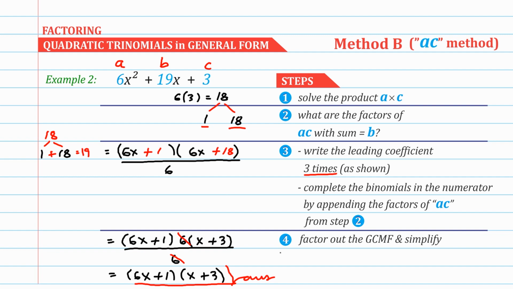Of course, you can check by using the FOIL method. Sige, bibilisan natin. Check na lang. Gawin nating habit. Combining what we can combine, we now have 6x squared plus 19x plus 3, which is the same as our trinomial above. Mas mabilis.